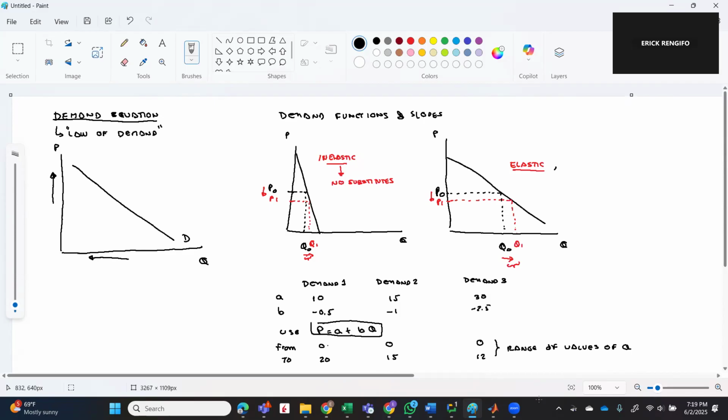And I want you to create Q going from 0 to 20, 0 to 15, and 0 to 12. Once you have created these, I want this to be called Q1, this to be called Q2, and this to be called Q3. And with this information, guys, these are going to be sequences of data. Just use the formula for each of them and create demand function 1, demand function 2, demand function 3. Just create the vectors, and we are going to graph them in a minute. Questions?